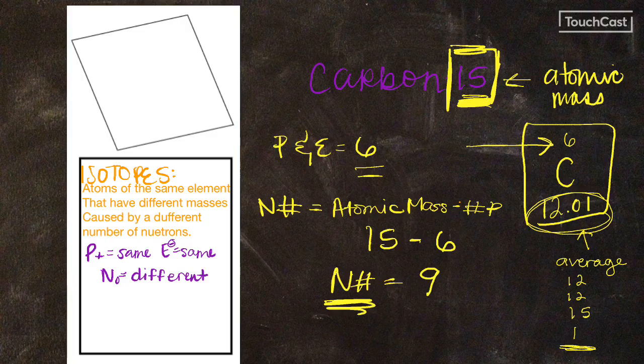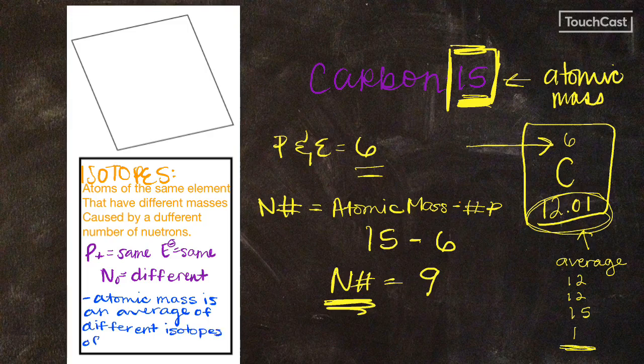Now, we're just going to make a little note here on the bottom that states my atomic mass is an average of different isotopes of the same element.